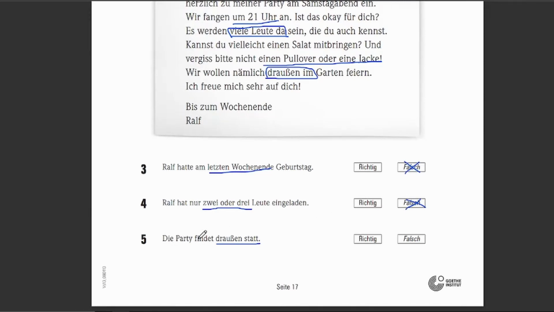Findet draußen. The party findet draußen statt. Yes, of course, he is going to have the party celebration outside in the garden, right? So it's right, richtig.